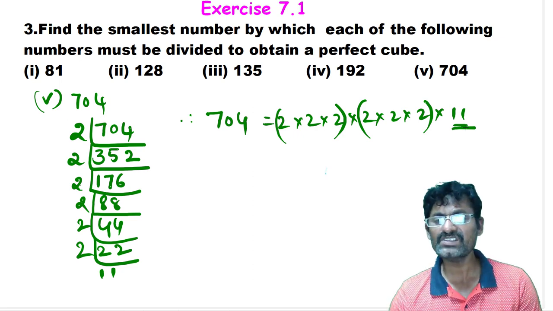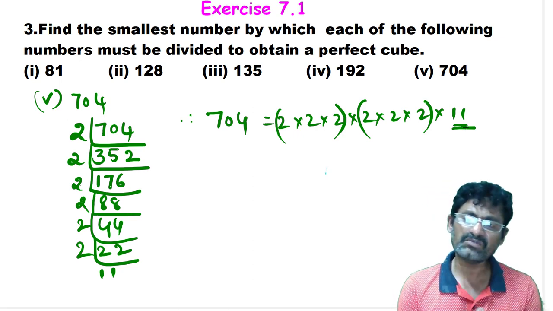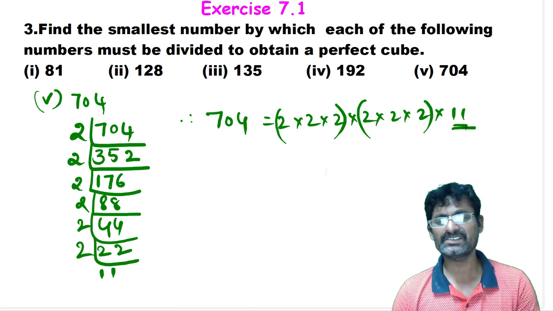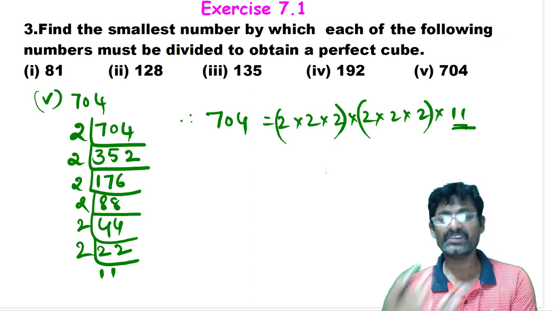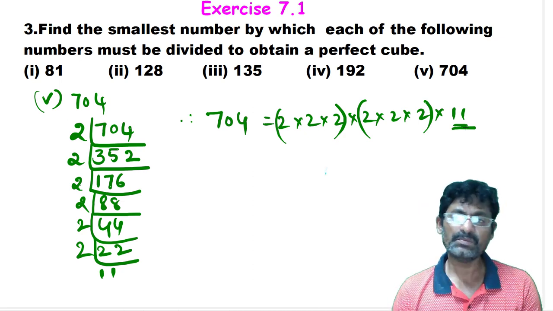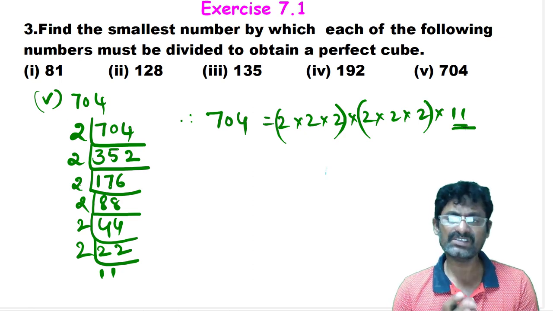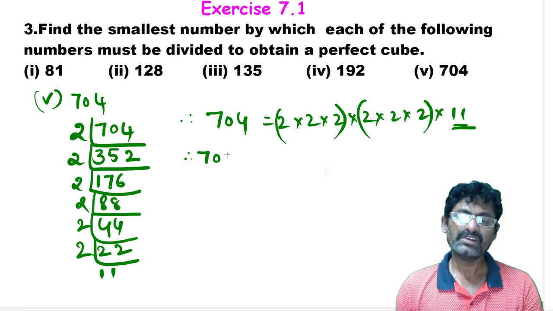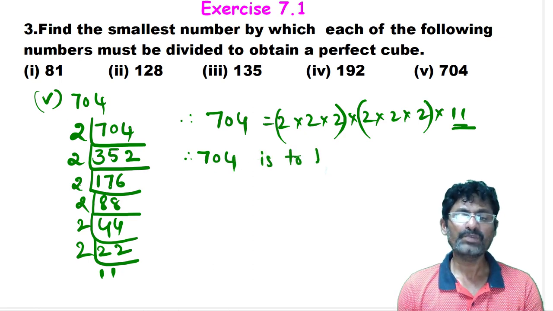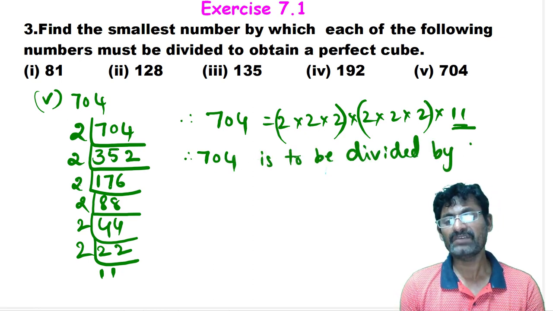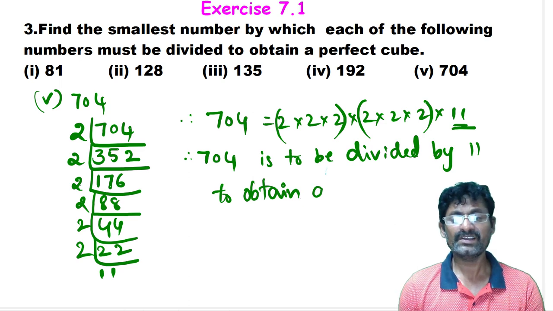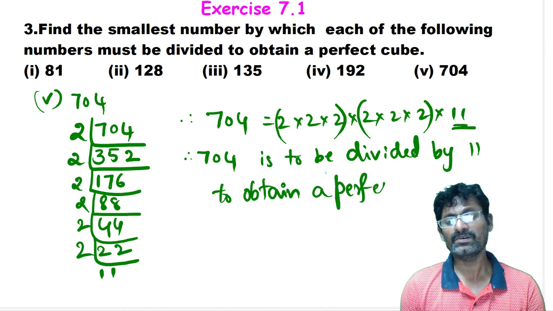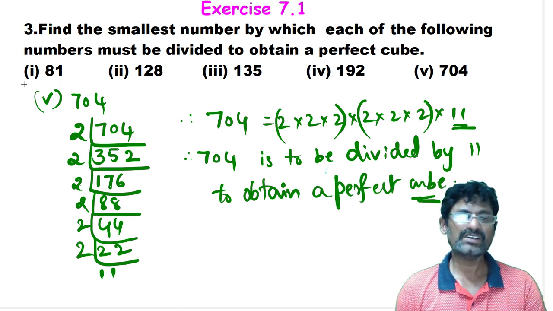If we remove this 11, the remaining number will be in the form of triplets, so that it becomes a perfect cube. So to obtain a perfect cube, we need to divide this 704 by this extra 11. So therefore 704 is to be divided by 11 to obtain a perfect cube. That's it. Now let us move on to the next problem.